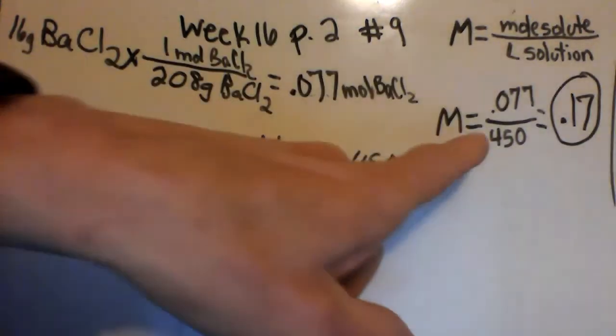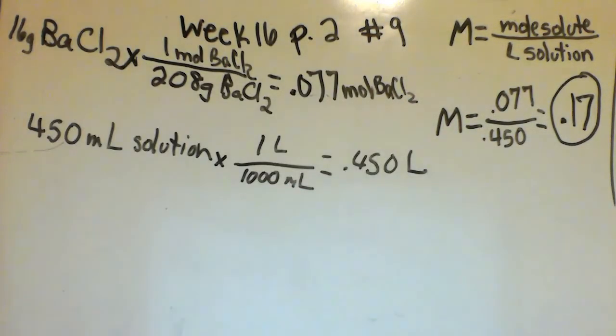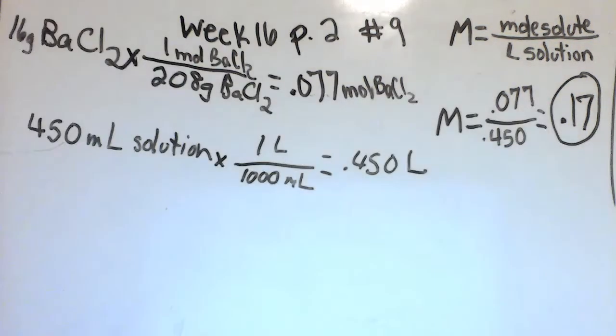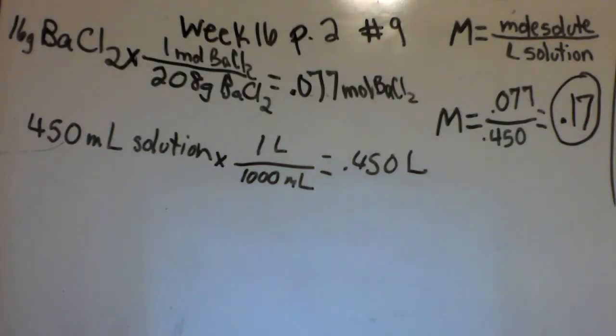0.077 moles of barium chloride divided by 0.450 liters of solution leaves us with a molarity of 0.17. Please always circle your answer. That makes it easier for me to correct it.